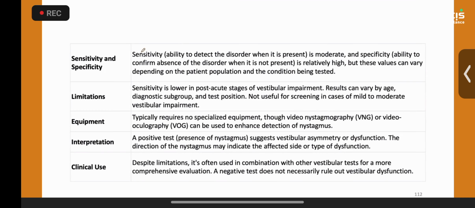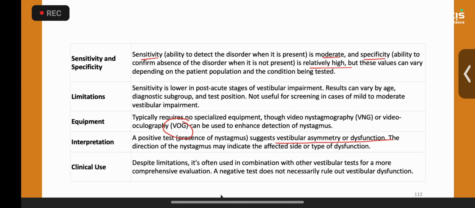There are certain limitations of the head shaking test, but sensitivity is moderate, specificity is relatively high. It has some limitations. For equipment, we can use video oculography. Basically it is a test to check the vestibular asymmetry. We are checking the vestibular asymmetry by giving the jerks. So now I will tell you a very important thing about head shaking.